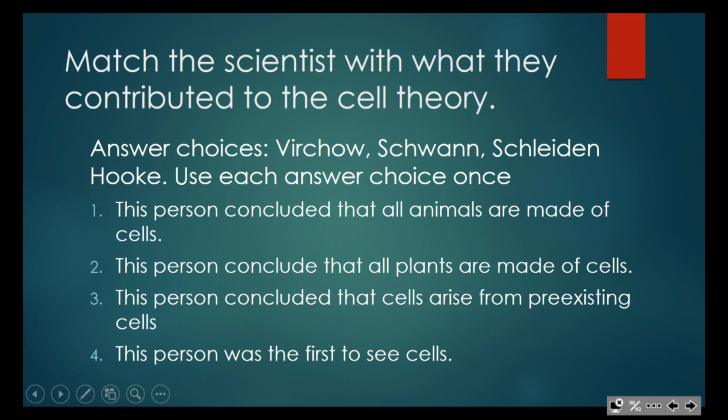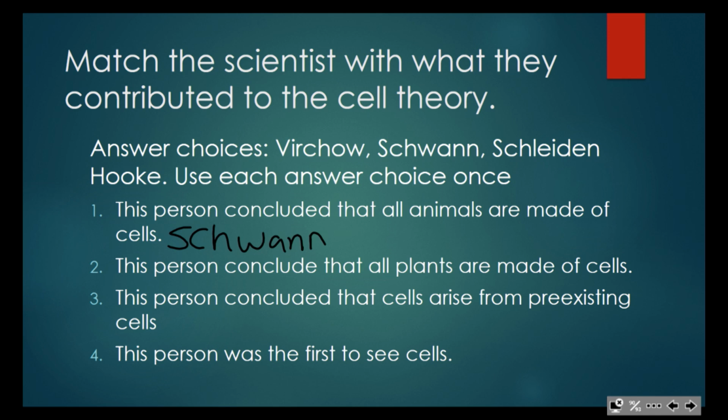All right, so number 1 says, this person concluded that all animals are made out of cells. Does anyone remember who that one was? Well, this was a scientist named Schwann. Does anyone remember how you can remember that? I don't know about you, but Schwann sounds a lot like a different animal I've heard of before. Kind of sounds like the word swan, right? Swan is an animal. Well, that's one way that I remember that Schwann was the guy who figured out that all animals are made out of cells.